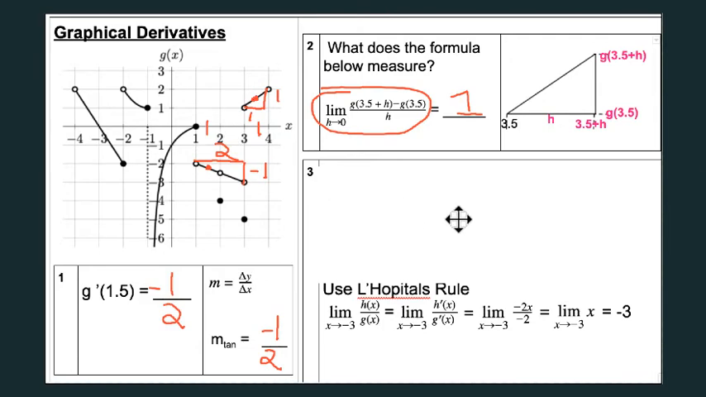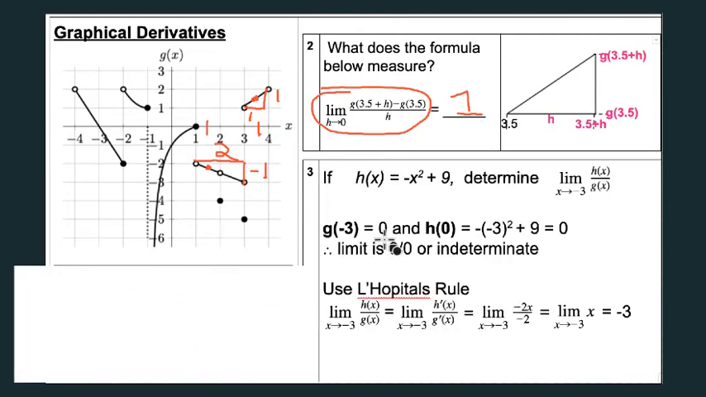So our last question is this one here. If h of x equals negative x squared plus 9, determine the limit as x approaches negative 3 of h of x over g of x. So one of the things that we study a lot in calculus is indeterminate limits, and they occur when you get 0 over 0.